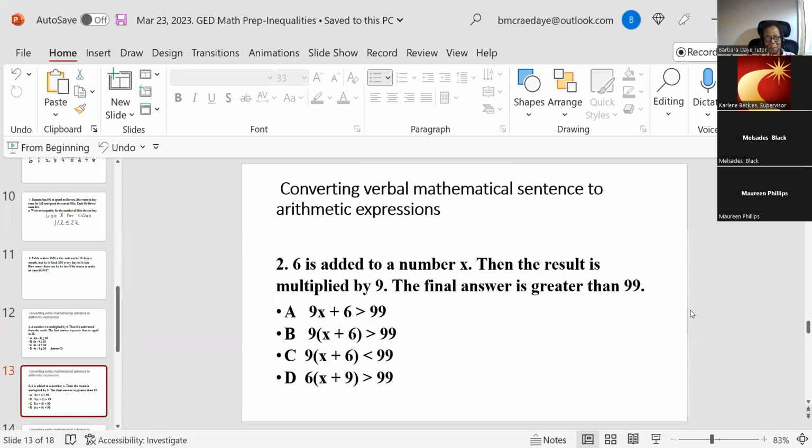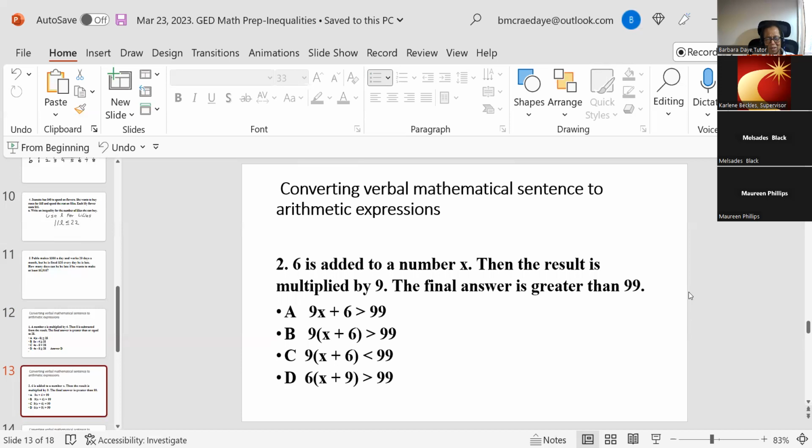What is the next one? 6 is added to a number, then the result is multiplied by 9. Maureen, you got that one? This is mental maths. Added to a number X, then the result is multiplied by 9. The final answer is greater than a number. The answer is D, Miss Barbara.